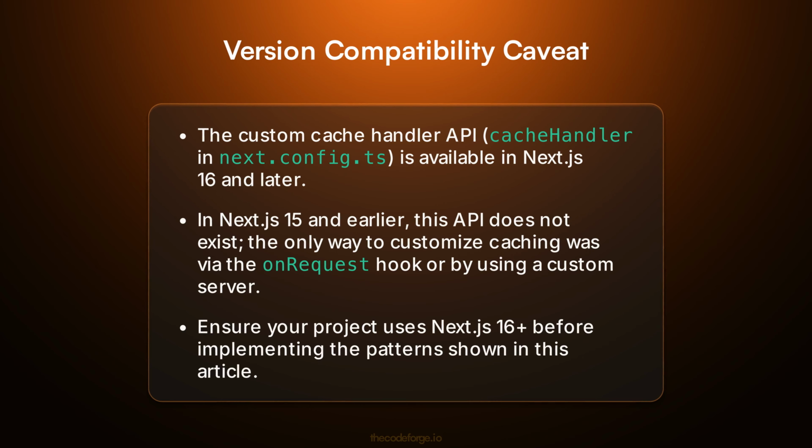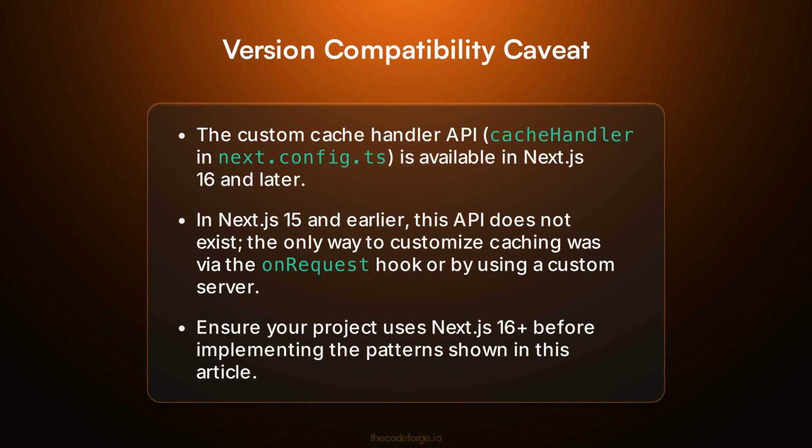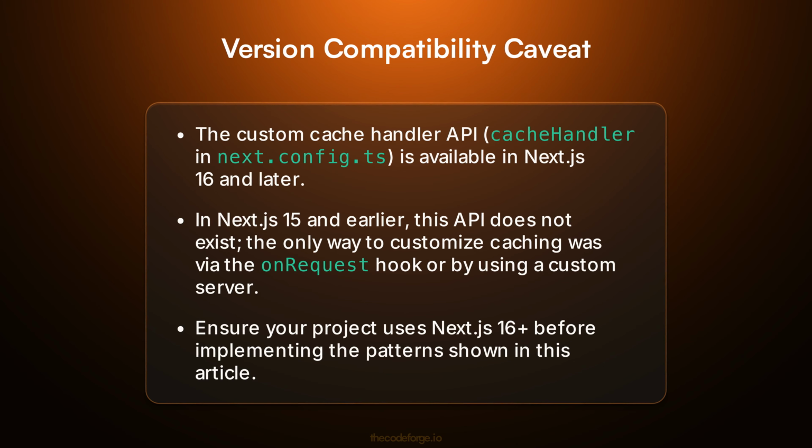The custom cache handler API, cacheHandler in next.config.ts, is available in Next.js 16 and later. In Next.js 15 and earlier, this API does not exist. The only way to customize caching was via the onRequest hook or by using a custom server. Ensure your project uses Next.js 16+ before implementing the patterns shown in this article.